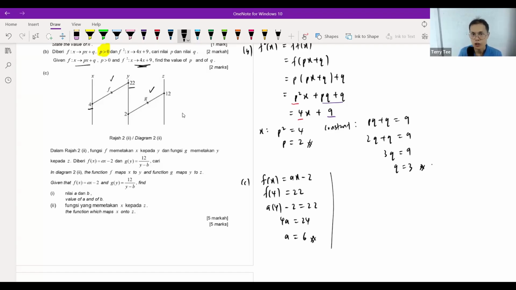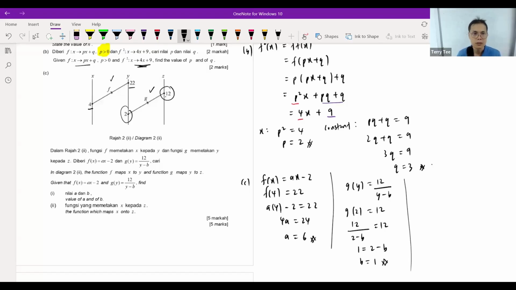Then we move on to finding b. Now for b, you have to look at g. Your g(y) is 12 over y minus b. When you put 2 inside, you should get 12, right? So we write 12 divided by your y, which is now 2 minus b. The result is 12. So I'm going to bring the 2 minus b up, bring the 12 down. 12 divided by 12 is going to give us 1. So your b is now 2 minus 1, which is 1.